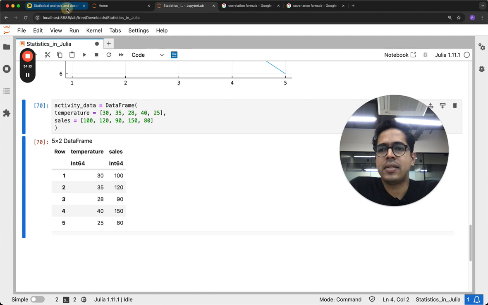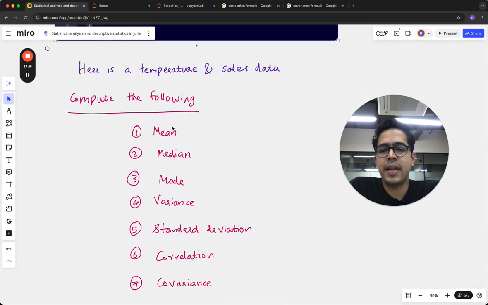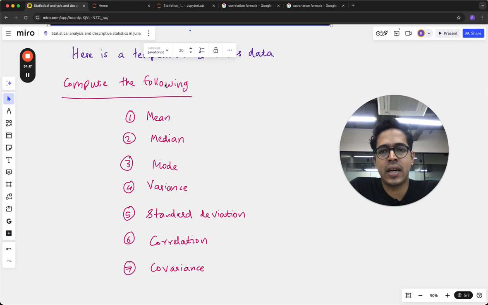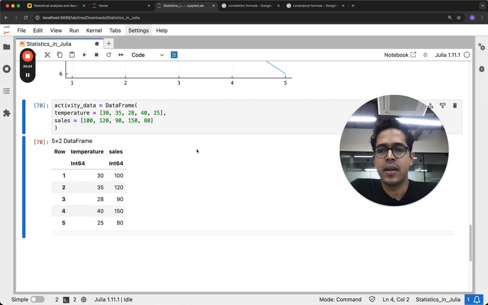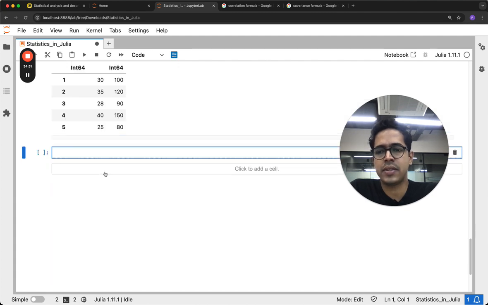Now what we are asked is to calculate mean, median, mode, variance, standard deviation, correlation and covariance. Basically all the 7 statistical parameters that we discussed in today's lecture. So fairly easy, right? So let's calculate the mean of both. Actually we have to calculate the mean of temperature and mean of sales.